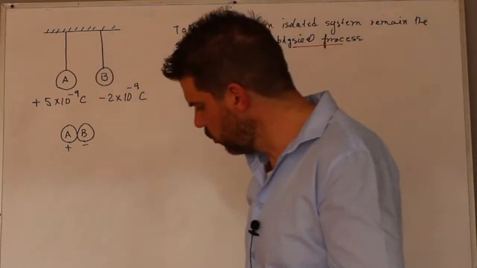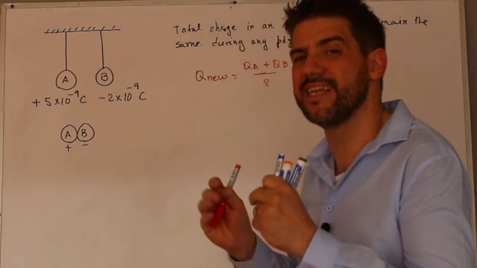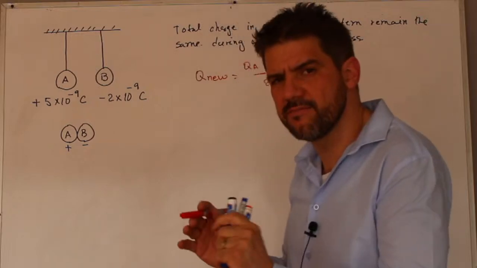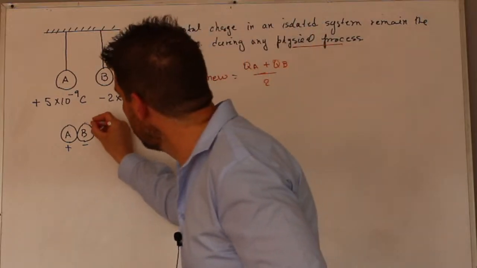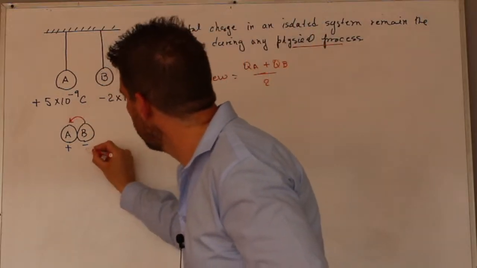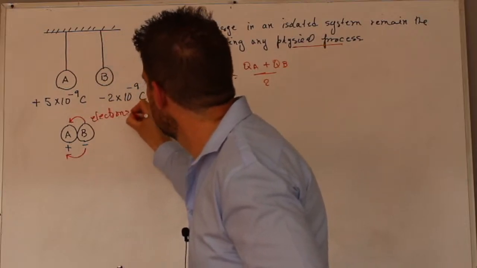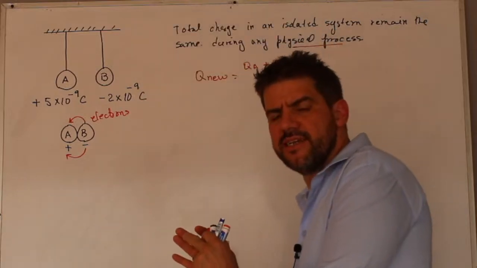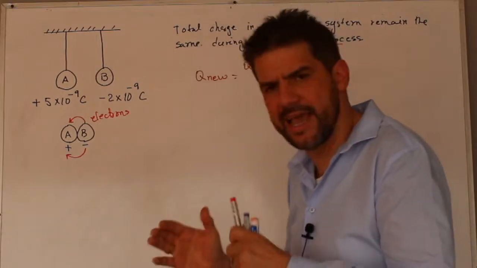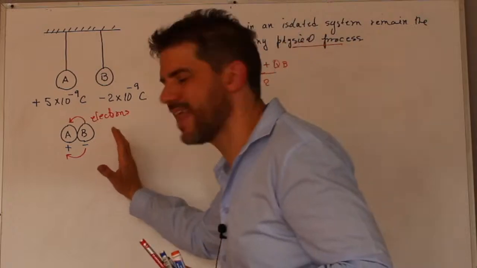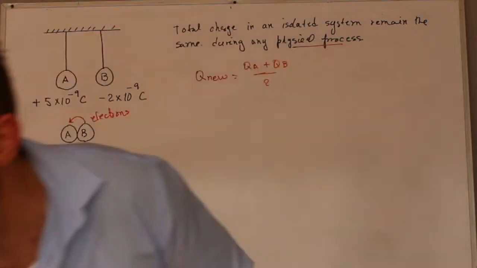So what is going to happen as they touch each other? Electrons are going to transfer. Electrons are the only particles that transfer, and they always move from the more negative to the more positive. So in other words, electrons move from the negative charge, which is in this case B, to the positive charge. The electrons always move from the more negative to the more positive. That is what happened during the touching of the spheres. All right, let's see the next question, guys.